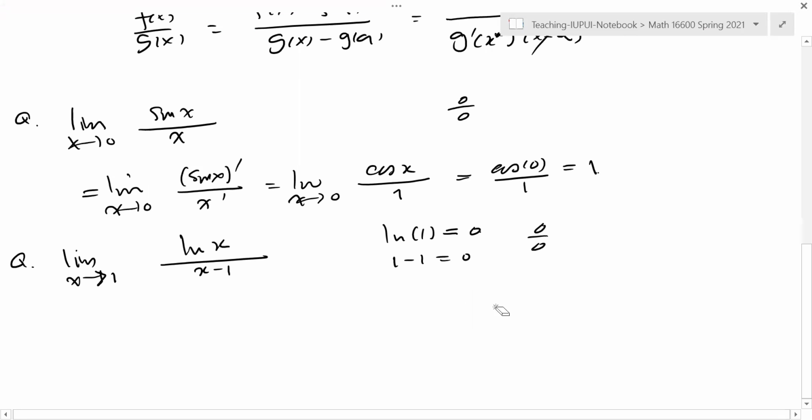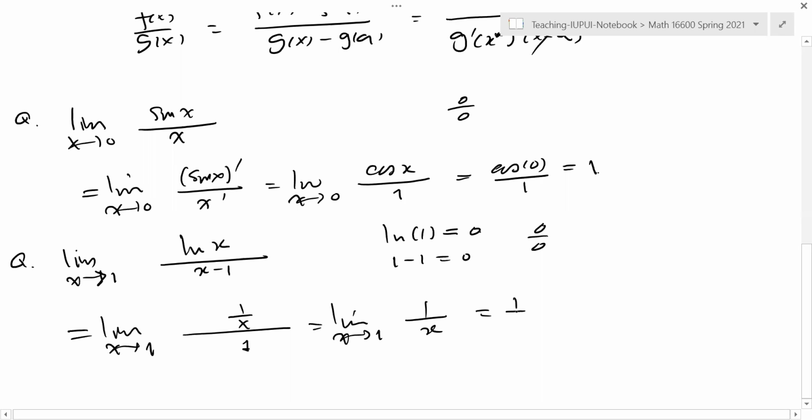We're talking about the limit, not the value. So now you can apply L'Hopital's rule. You differentiate natural log of x, you get 1 over x. Then the denominator gives a 1, so after simplifying you get just 1 over x. Then you double check: when x approaches 1, clearly the denominator is 1, so the answer is 1. You cannot differentiate the numerator and denominator again, because you have to stop there.